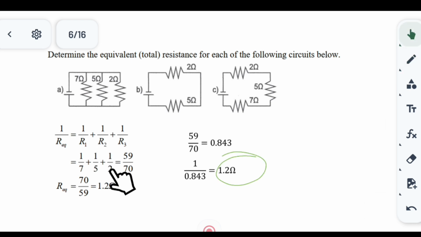Now, or you may just flip this, from 59 over 70 to 70 over 59, which is also equivalent to 1.2 ohms. Either of the two is correct.